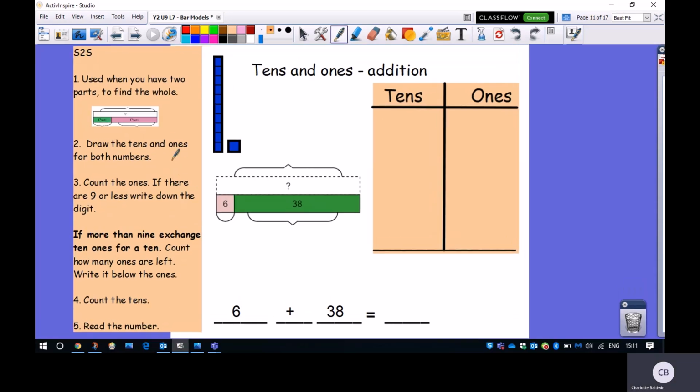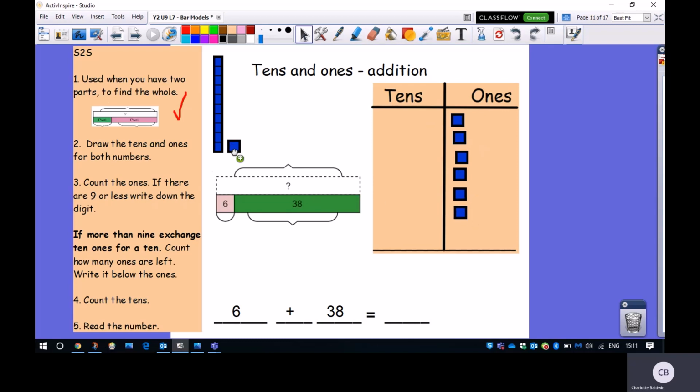What's my next step? The next, oh, that's not my next step, is it? Whoops. My next step is to draw the tens and ones. So I draw it for both numbers and I'm going to start with my 6. I've got no tens and 6 ones. 1, 2, 3, 4, 5, 6 and no 10, so that's done.